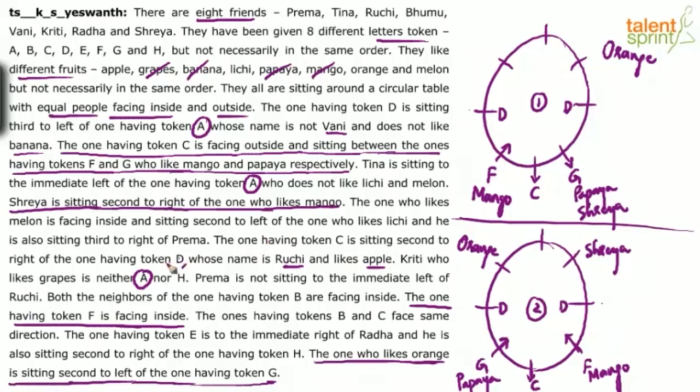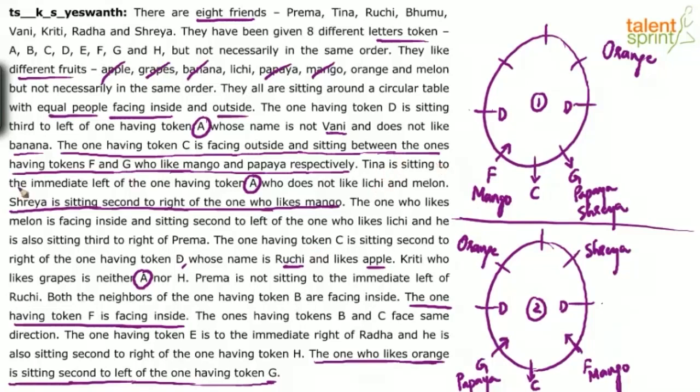So if apple is for D, apple cannot be for A. Let us find out what comes for A. Three fruits are left out: lychee, orange, melon. I think something was given with melon and lychee. See this point.